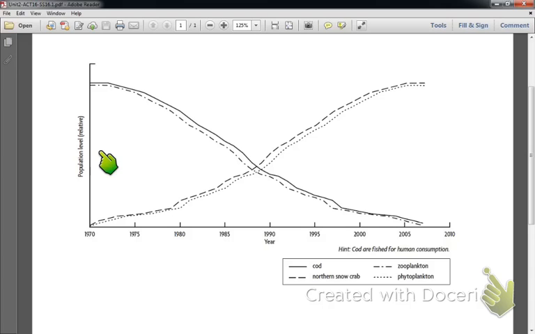You do need to notice a couple of things. First off, when you get a graph, you need to read a couple of things. You need to read the title. The title was just cod-dominated ecosystem, up on the very top. You also need to read your axes. You need to read that this is the population level, so as this is getting taller, that means there's more population. This is the number of years. It also says right here that cod are being fished for human consumption. You also need to look at the key.